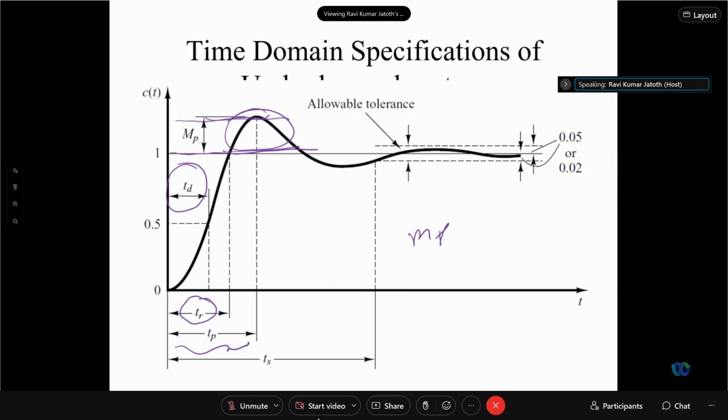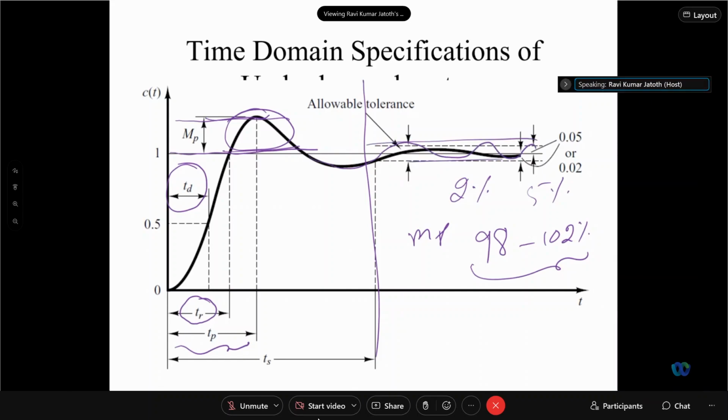So these are called transient response parameters, and settling time means the time taken by the response to reach 98% or 102% of its final value. Sometimes a 2% band is allowed. In a few systems a 5% band is allowed, meaning 98 to 100. So here 98 to 102 is okay. So it can settle down within 98 to 102% of its final value.